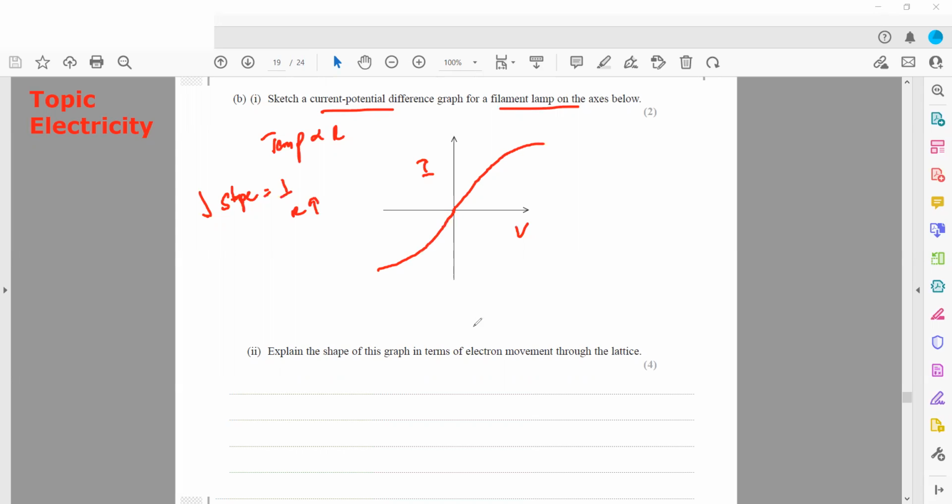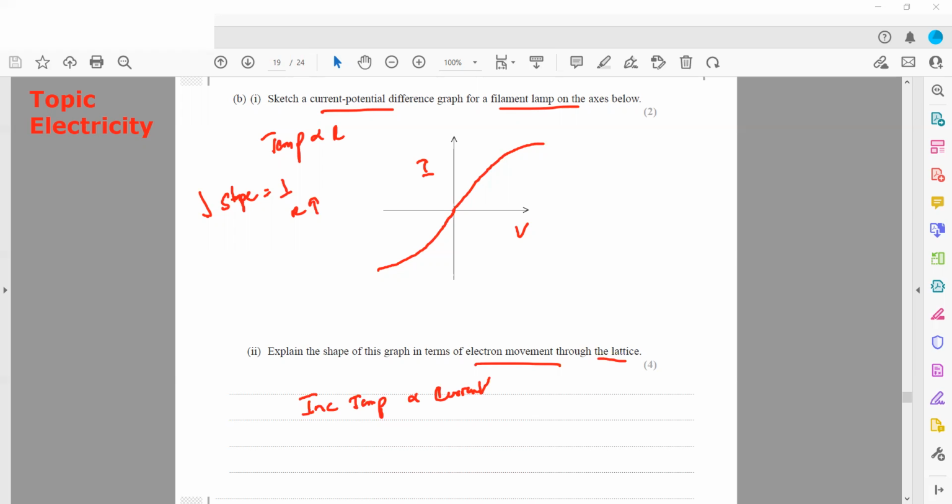Explain the shape of this graph in terms of electron movement through the lattice. So why is the resistance increasing and the slope decreasing? Because when we increase the current, the temperature increases, as I mentioned. The increase in temperature is due to the increase in current. More current as we increase voltage means more heating effect.